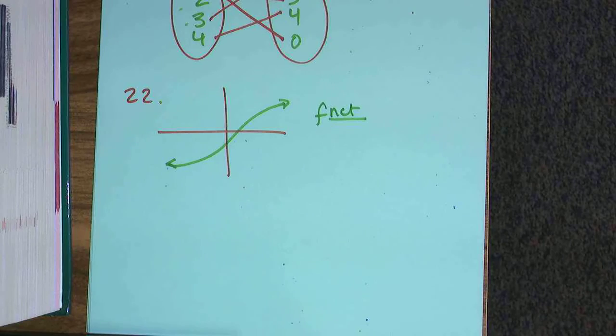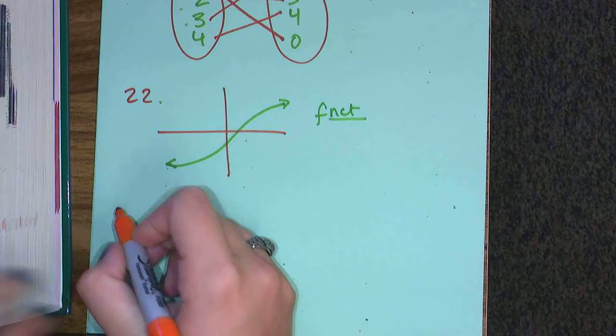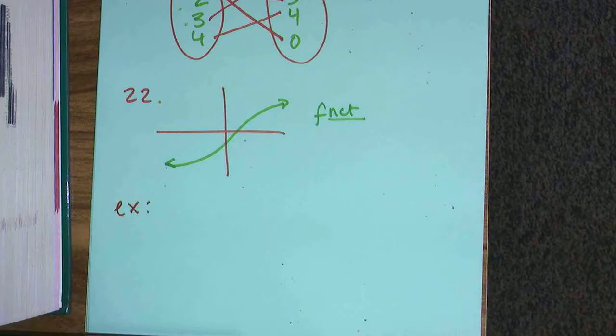Yes, it's a vertical line test. I will tell you there is a horizontal line test to test for something else, but you don't get that till like pre-cal. Yeah, so it has to be vertical. That's why it's a vertical line test. All right.